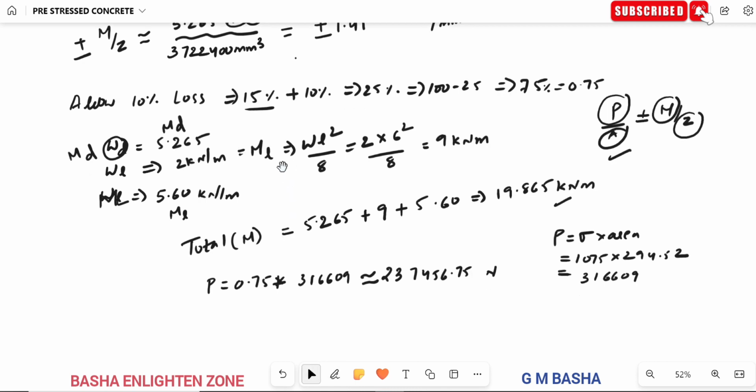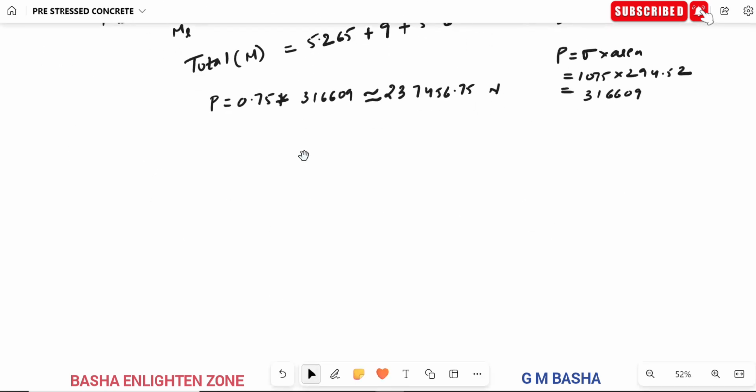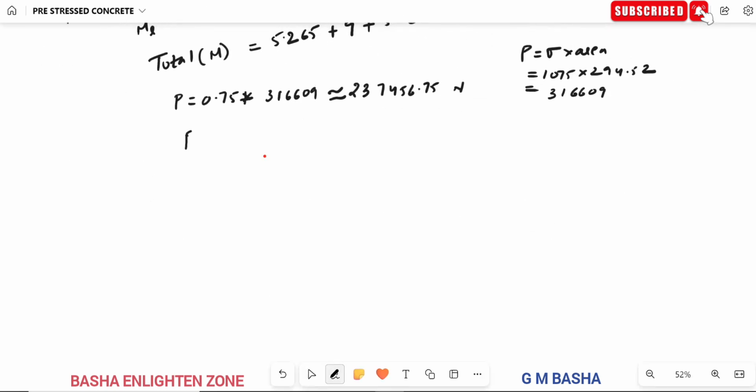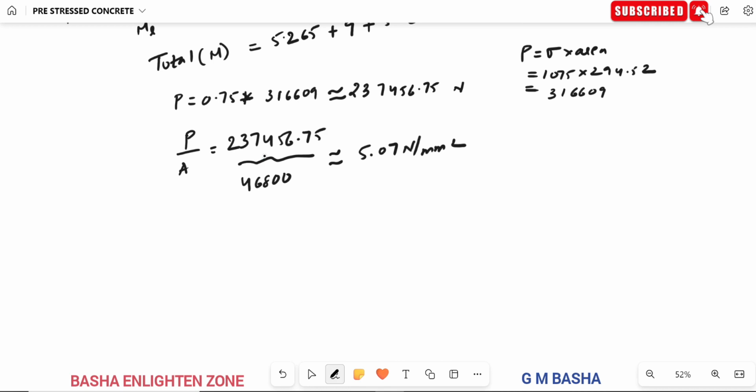Extreme stresses due to the prestressing force: P by A will be equal to 237456.75 divided by the area, 46800. That will be equal to 5.07 in terms of Newton per mm square. And again the M by Z value. So what is the M value? The total bending moment, already taken, that is 19.865 kilonewton meter.